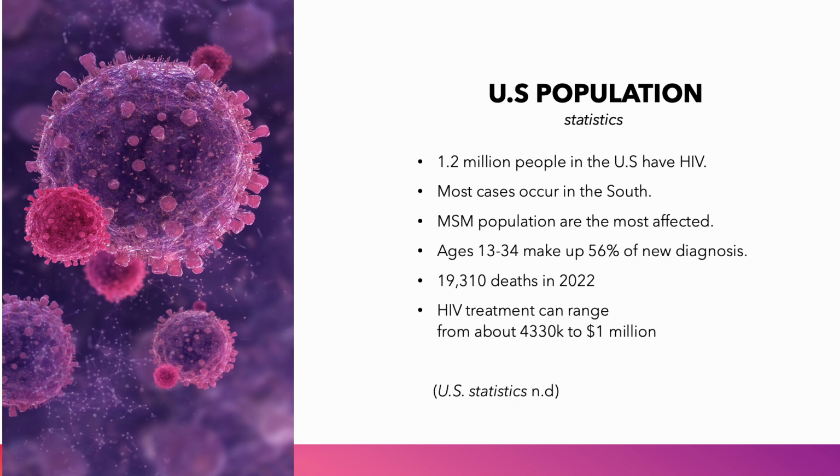population. About 1.2 million people in the United States have HIV and roughly 13% don't know they have it. Most HIV cases, nearly half, occur in the South and are not even throughout the states. People 13 to 34 accounted for over half, 56%, of new diagnoses. Men who have sex with men make up the majority of the population of those with HIV. In 2022, there were 19,310 deaths among those infected with HIV. HIV treatment can range from about $430K to $1 million.